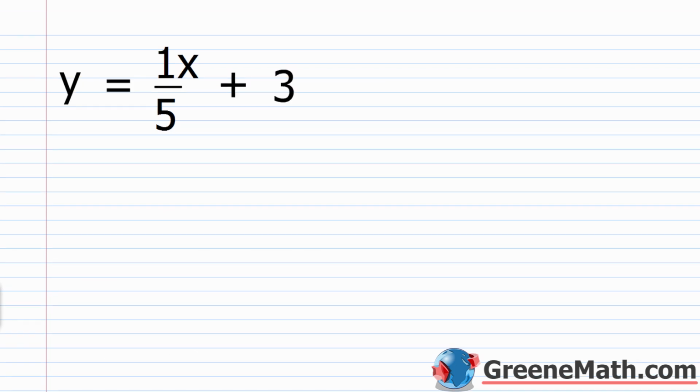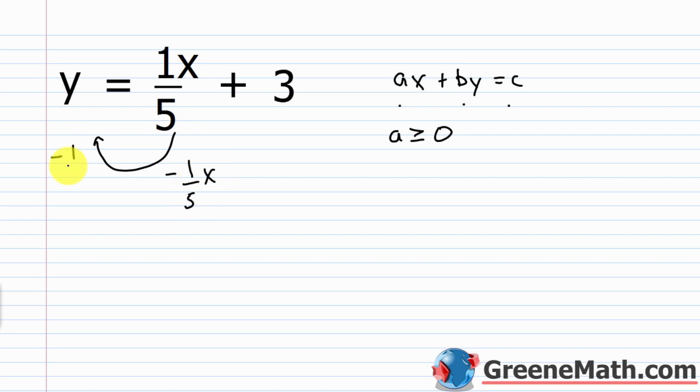All right, let's take a look at another one. We have y equals 1/5 x plus 3. Again, I'm looking for ax plus by equals c, where a, b, and c are integers. A is greater than or equal to 0, and a and b are not both 0 at the same time. So again, the first thing is I'm going to move this term over here. I'm going to subtract 1/5 x away from both sides of the equation. So I'd have -1/5 x plus y is equal to 3.